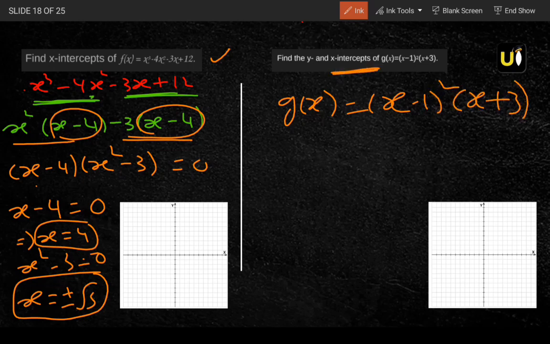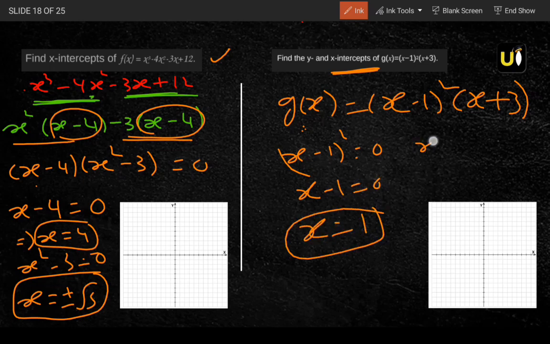So far we have discussed the x-intercept. What is x-intercept? The value of x for which the polynomial equation will be equal to 0. That means x minus 1 whole square is equal to 0. That means x minus 1 is equal to 0, that is x equal to 1. And the other one is x plus 3 is equal to 0. That means x is equal to minus 3.